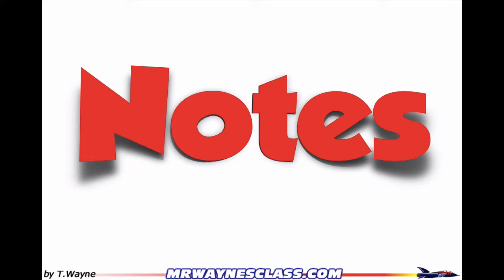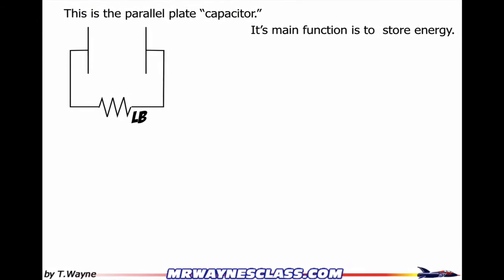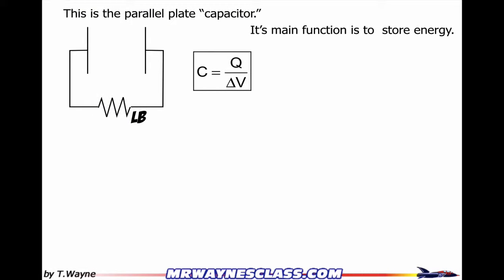This video is going to tell you a little bit about capacitors, capacitance, and the energy stored in them. To begin with, a capacitor is just two parallel plates of metal for all intents and purposes for what we're doing. In this little circuit in the upper left-hand corner, I've got two parallel plates connected by a wire to a resistor, which really is a light bulb. That's what the LB is for.